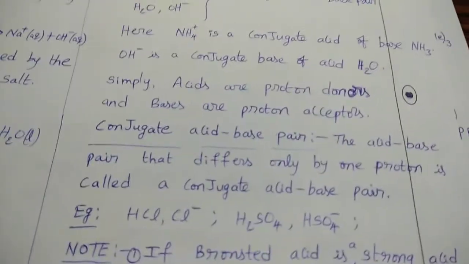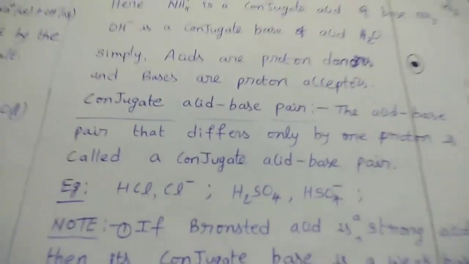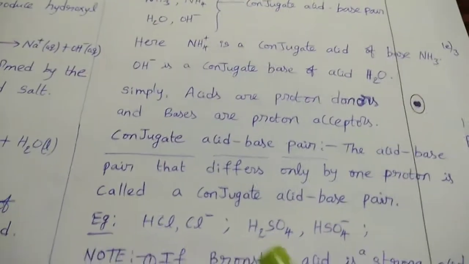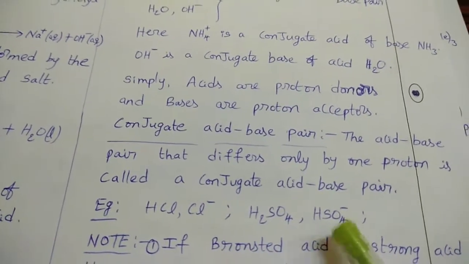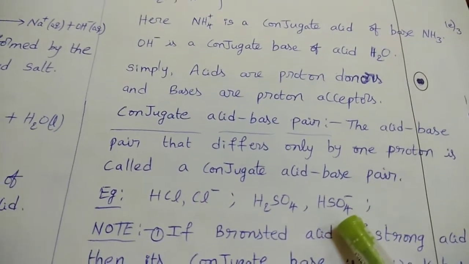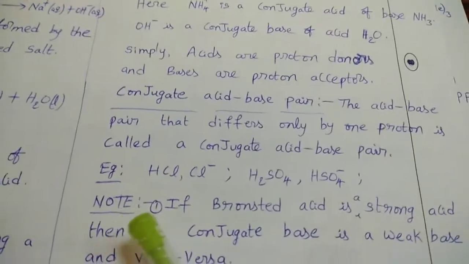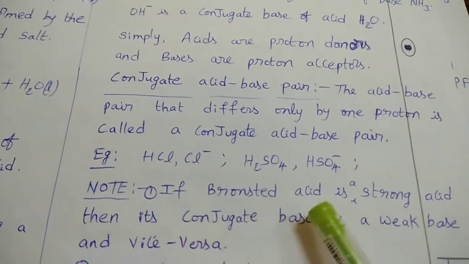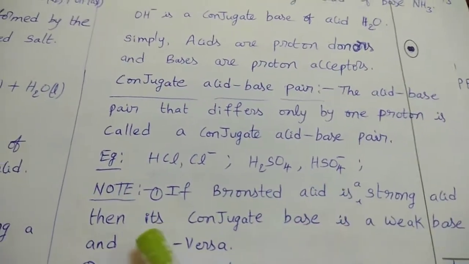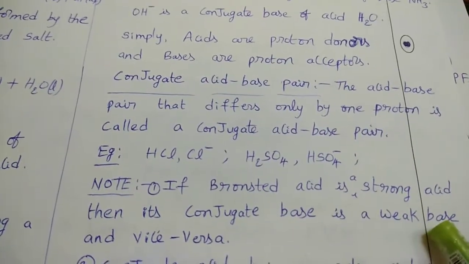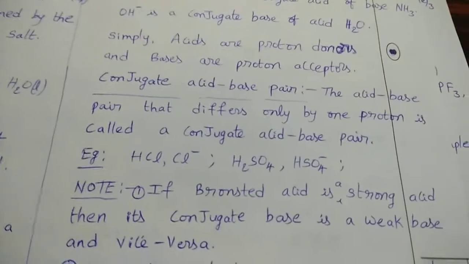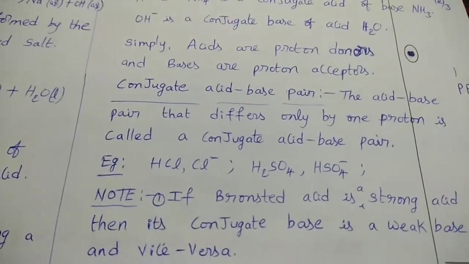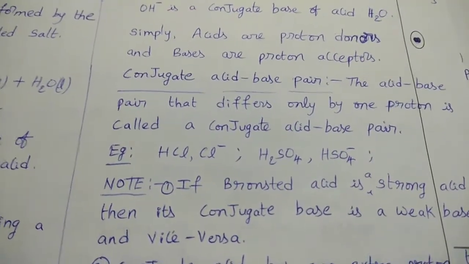H2SO4, sulfuric acid. We know that this sulfuric acid, by donating a proton, changes to HSO4 minus, so it is the acid and this is its conjugate base. Next, if a Bronsted acid is a strong acid, then its conjugate base is a weak base, and vice versa. Same thing: if a Bronsted acid is a strong acid, its conjugate base is a weak base.